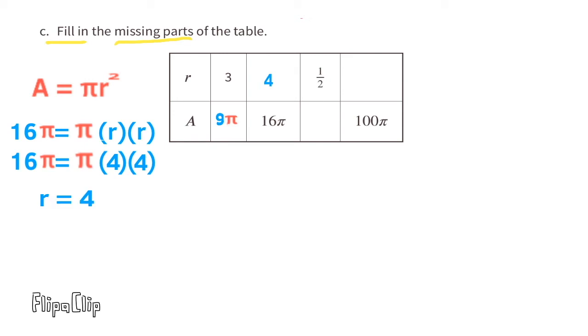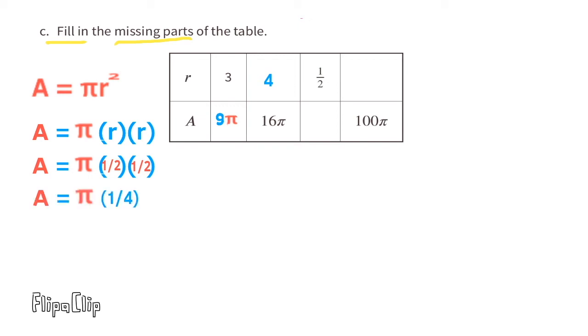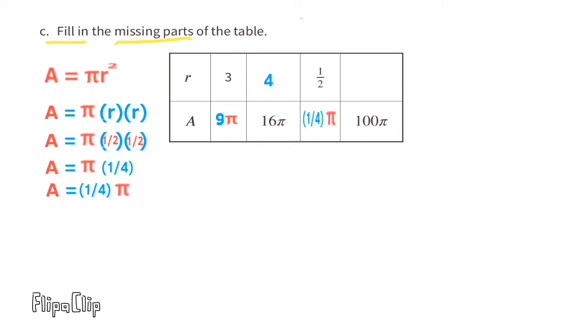Let's look at the next column in the table. The radius is 1/2. Since the area equals pi times radius squared, we can substitute the 1/2 for the radius, or substitute the 1/2 for r. Now it reads area equals pi times a half times a half. Since half of a half is a fourth, the area equals pi times 1/4, or 1/4 pi.